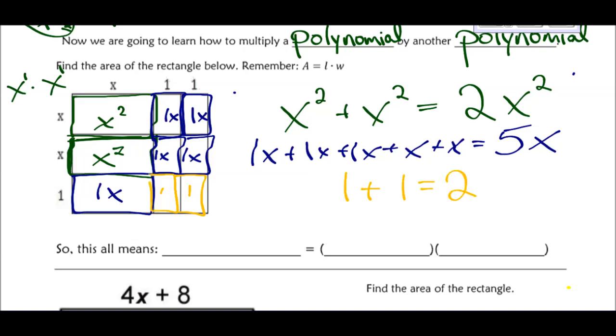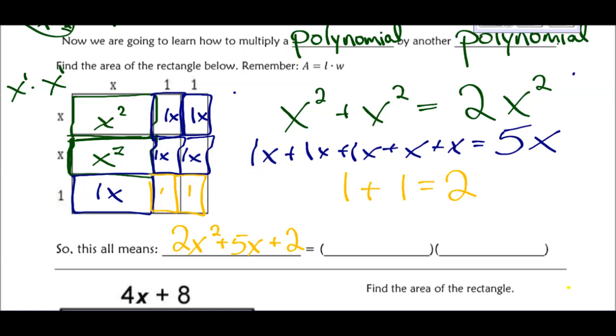The total area is these put together. 2x squared plus 5x plus 2. That's the full area of that big rectangle, the whole rectangle.